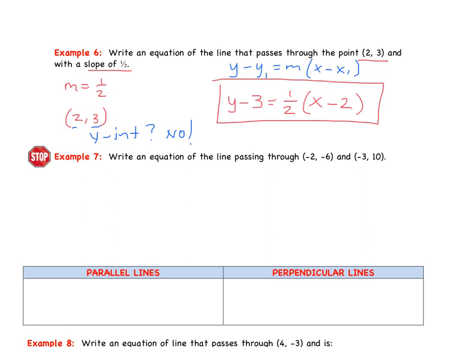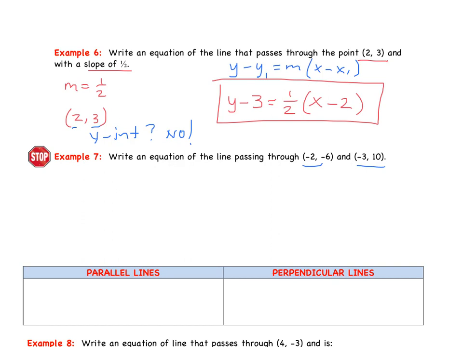All right, I want you to try example 7 really quickly. Write an equation of a line passing through (-2, -6) and (-3, 10). Here's a hint: you need to calculate your slope. Hopefully you were able to figure it out. Write it in point-slope form. You could have one of the following equations, depending on which point you use to write your equation. And it doesn't matter which point you choose.